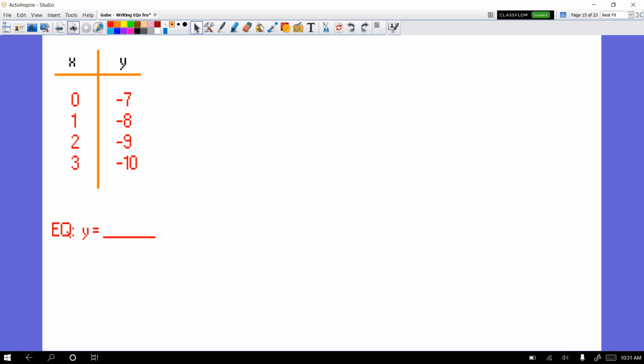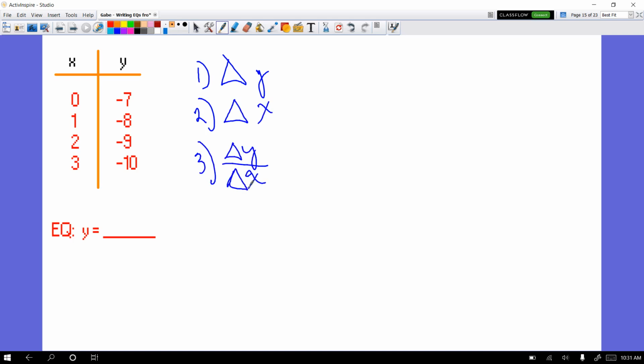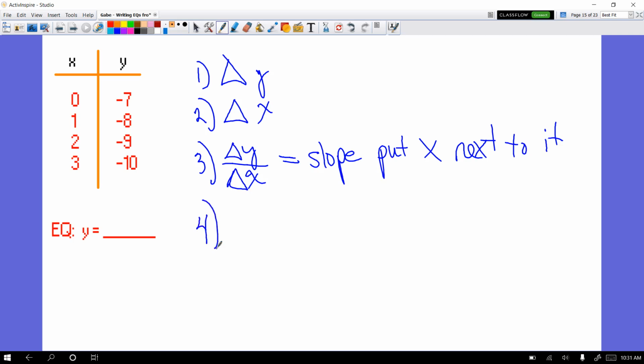I want you to use steps 1 through 5 and actually write an equation. So you should have 1. What is the change in y? 2. What is the change in x? 3. What is the change in y over the change in x? That equals your slope. Then you put an x next to it. Okay, and then you will have an equation. So an example would be 2 over 3x, 2/3 x.